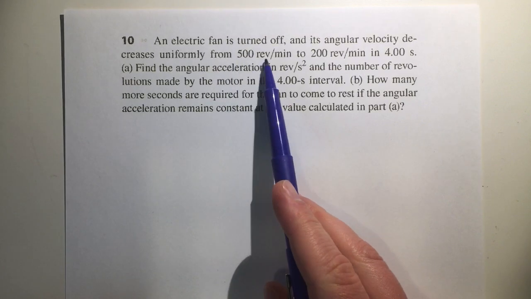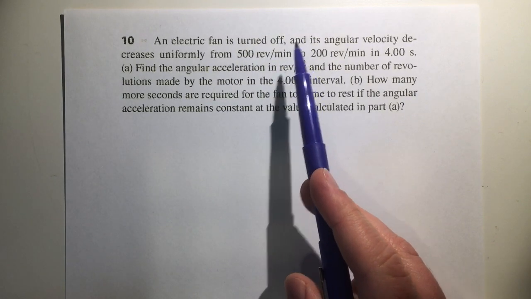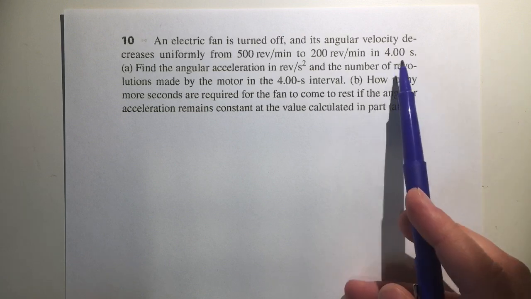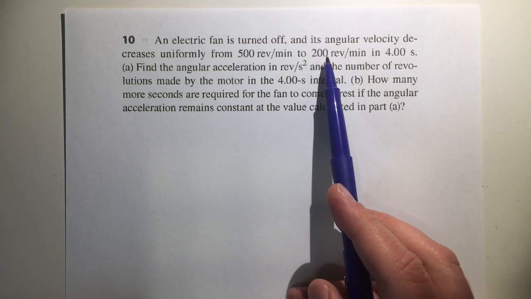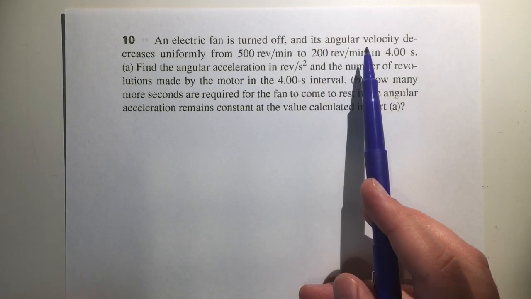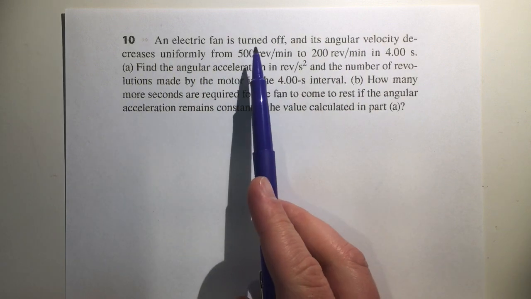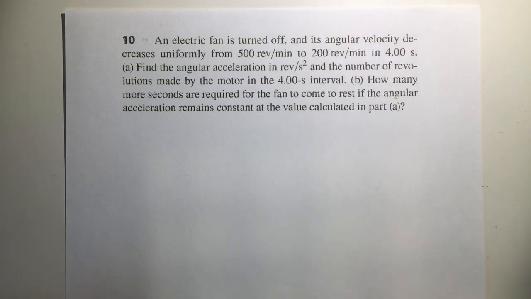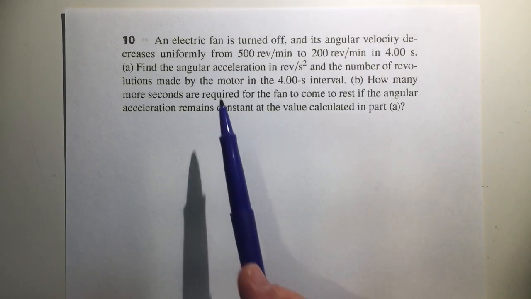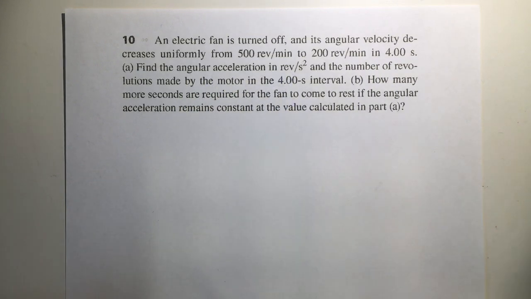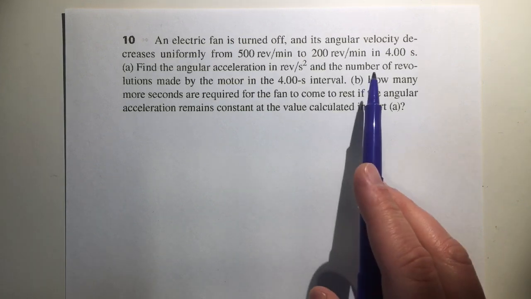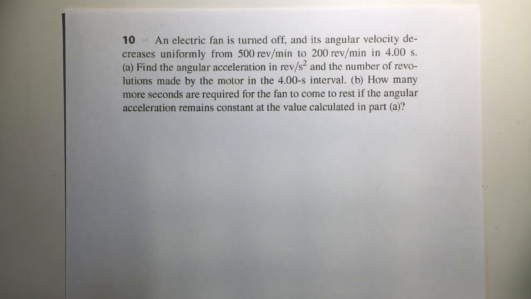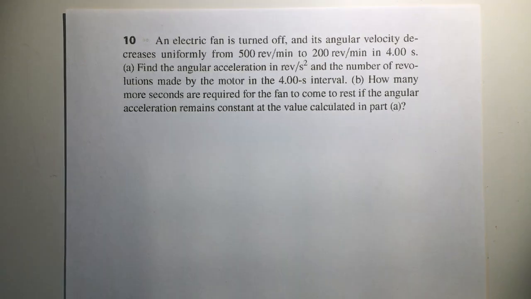It's spinning at 500 revolutions per minute, and as it's spinning down, 4 seconds later, it's still spinning pretty fast, 200 revolutions per minute. So for the first part of this problem, it's just referring to that time period as it slows down from 500 to 200 in that 4-second period. And the first question is, what is the angular acceleration in revolutions per second squared, and what is the number of revolutions, or what is the angular displacement of this electric fan as it slows down?